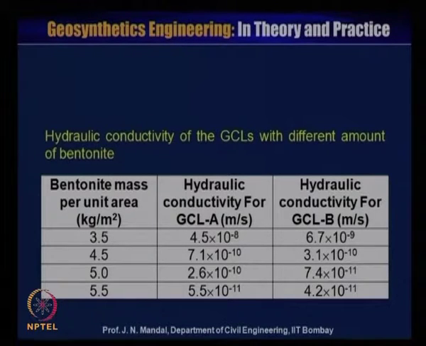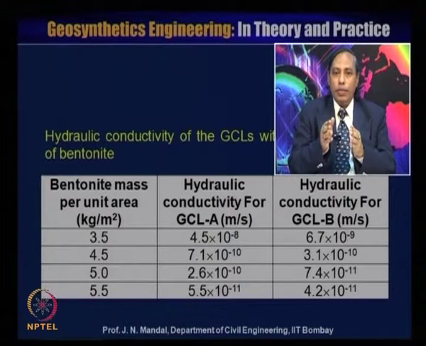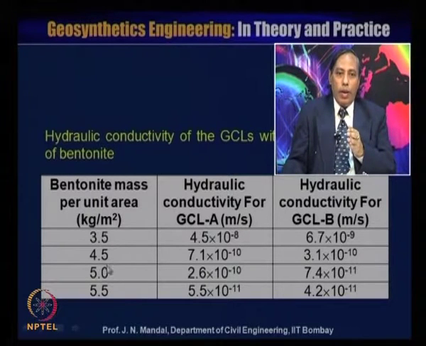Here the table shows the hydraulic conductivity of GCL with different amounts of bentonite. Bentonite mass per unit area, in kg per meter square, has been given as 3.5, 4.5, 5, 5.5. For GCL A, when the mass is 3.5 kg, the hydraulic conductivity is 4.5 into 10 to the power minus 8 meter per second, and for GCL B, 6.7 into 10 to the power minus 9 meter per second.